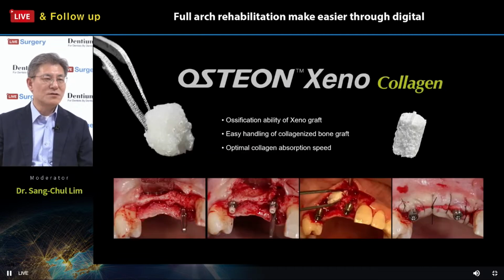Okay, as you know, Osteogeno Collagen is combined with a collagen binder holding the Osteogeno xenograft material. This xenograft is from bovine, a collagenized bone, very similar to Osteon 3 Collagen. However, Osteon 3 Collagen contains Osteon 3 particles, an alloplastic graft material, whereas Osteogeno is a xenograft material. That is one big difference.